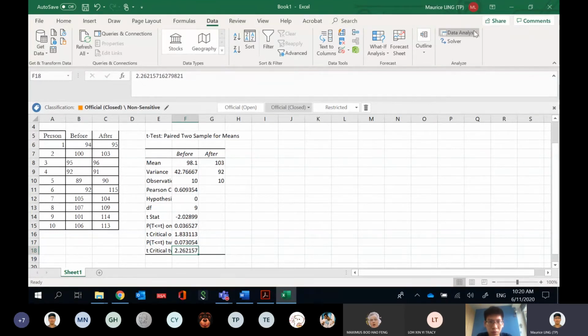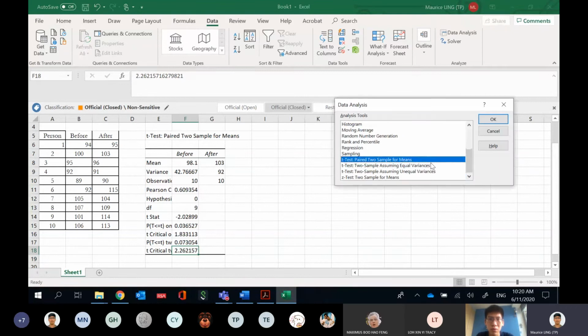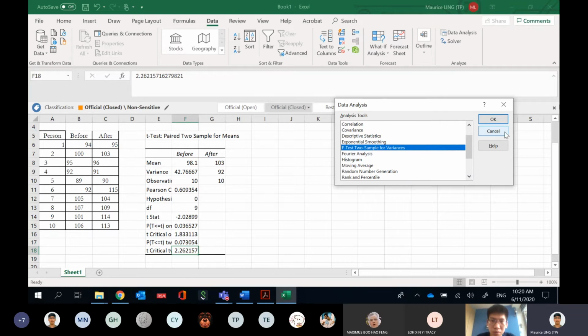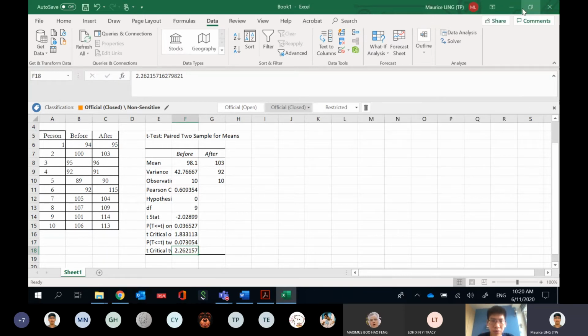In your Excel, if you go to your data analysis tab, there are 3 versions of t-test: your paired t-test, 2 sample assuming equal variance and 2 sample assuming unequal variance, which you have done in your practical for this week. Have you done it? Yes, sir. So your F test for equality of variance is this. If you have done that, then you're quite okay.